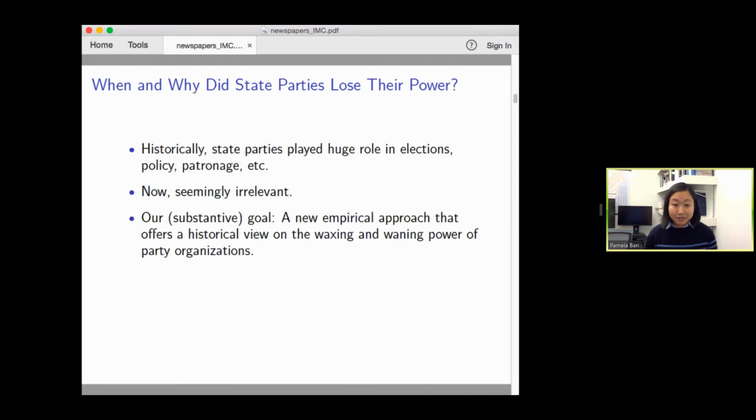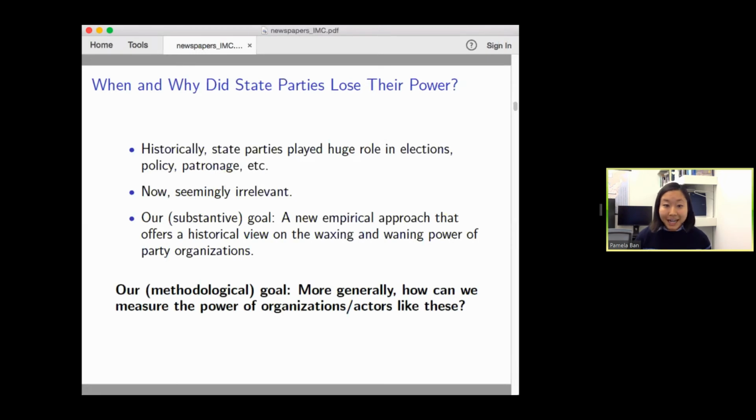So this is our substantive goal. In order to study this, we need a new empirical approach that offers a historical view on the waxing and waning power of party organizations. This requires a new empirical approach because currently we have historical accounts by historians, or we have some analyses based on the level of party competition. The former is limited in scope and time, and the latter only looks at the control over party competition after primary elections are introduced, and is also limited. We want to take a historical view on the rise and fall of the power of these party organizations across a broad swath of history. So this requires a new methodological approach.